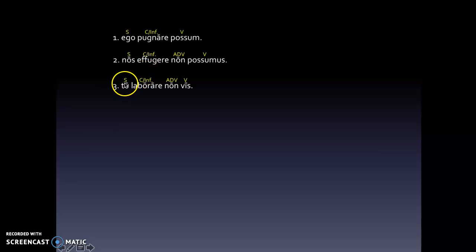Ego is nominative, so that's our subject. We've got a complementary infinitive, and then our verb. So I am able to fight. Here we have our nominative subject. We have a complementary infinitive, an adverb, and our verb. We are not able to escape. Here we have our nominative subject, a complementary infinitive, an adverb, and our verb. You do not want to work.